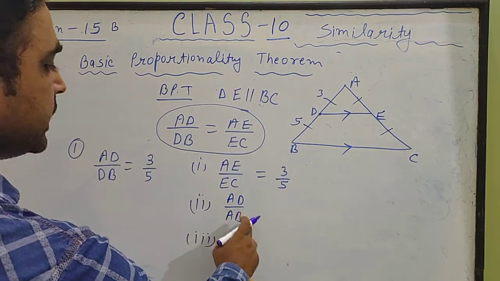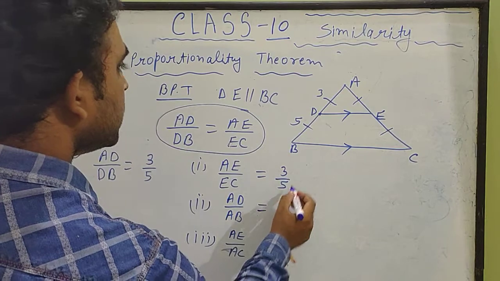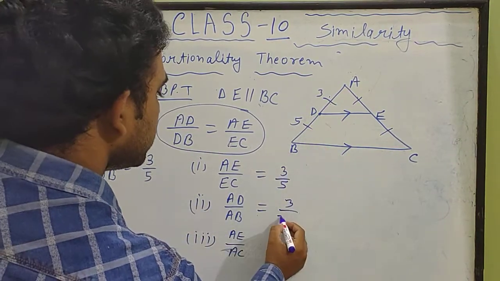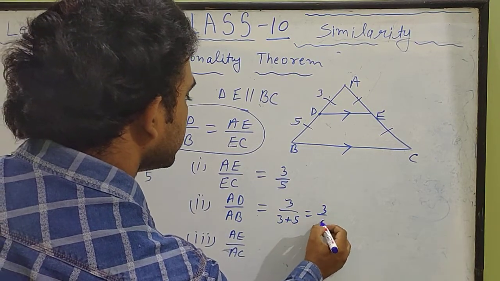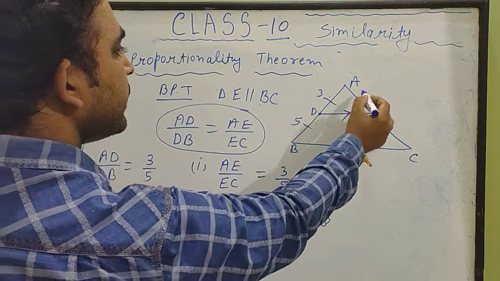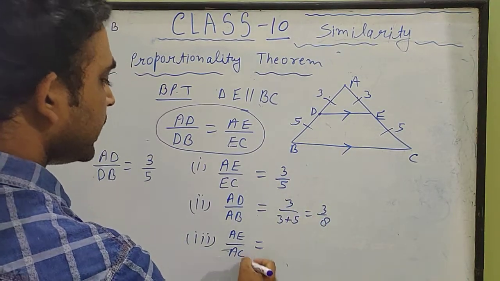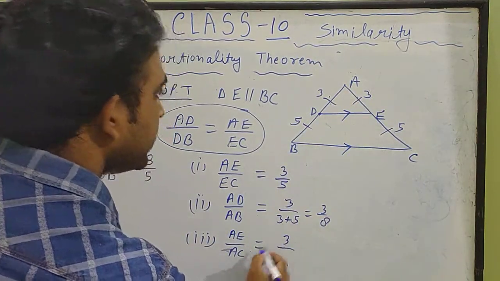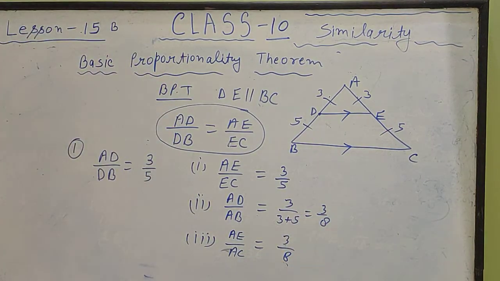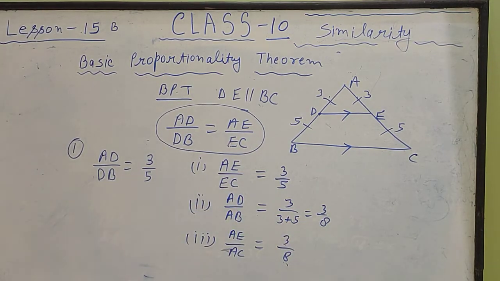Now the second part is AD upon AB. AD is 3 and AB is 3 plus 5, so 3 upon 8. Now AE upon EC is 3:5 by the BPT theorem, and we have to find AE upon AC. AC is the sum of 3 plus 5, which is 8, so 3 upon 8. The third part will also be 3 upon 8. So the first part is 3 upon 5, the second is 3 upon 8, and the third is 3 upon 8.